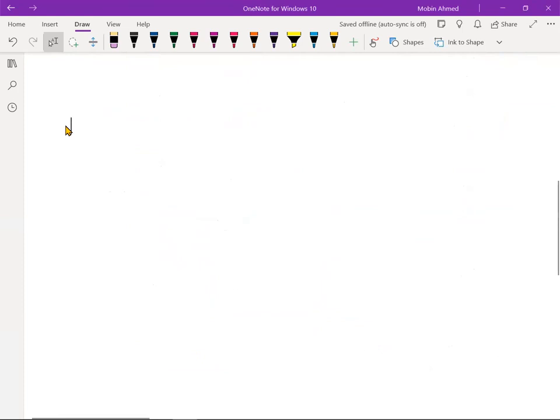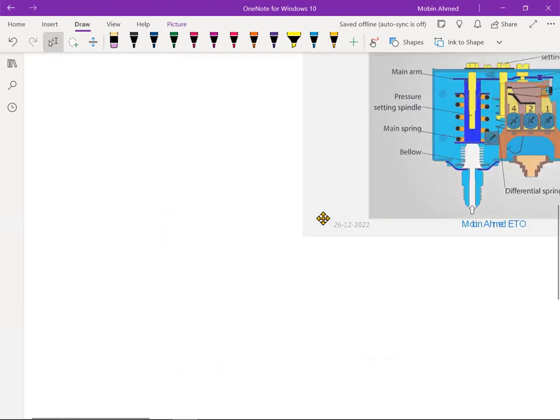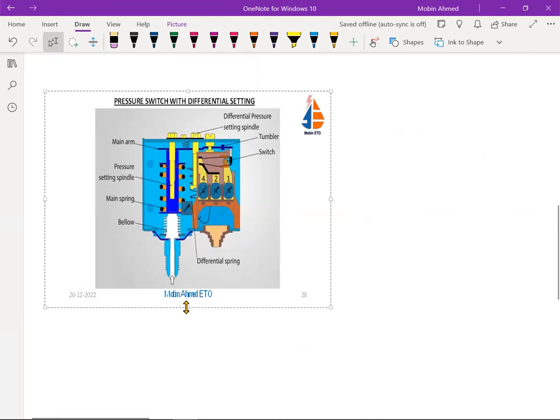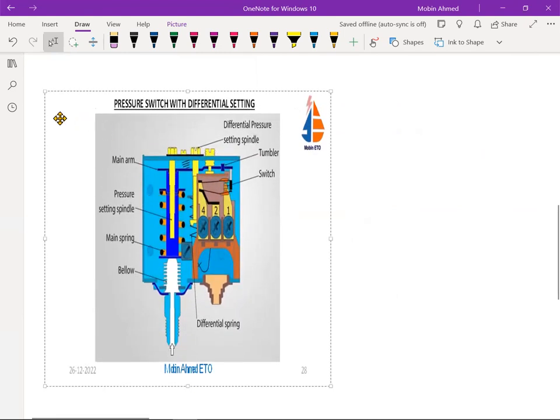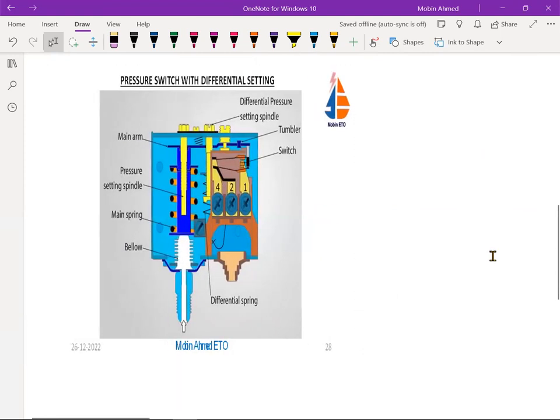This is a pressure switch. You can see, it is also known as a differential pressure switch. Remember this. I will tell you about this. Now, what happens in this when we set the pressure? Here we are going to have two knobs. One knob is already on here.